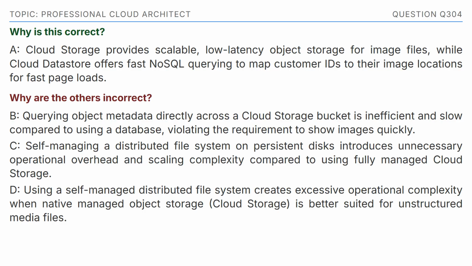Why are the others incorrect? B. Querying object metadata directly across a Cloud Storage bucket is inefficient and slow compared to using a database, violating the requirement to show images quickly. C. Self-managing a distributed file system on persistent disks introduces unnecessary operational overhead and scaling complexity compared to using fully managed cloud storage. D. Using a self-managed distributed file system creates excessive operational complexity when native managed object storage, Cloud Storage, is better suited for unstructured media files.